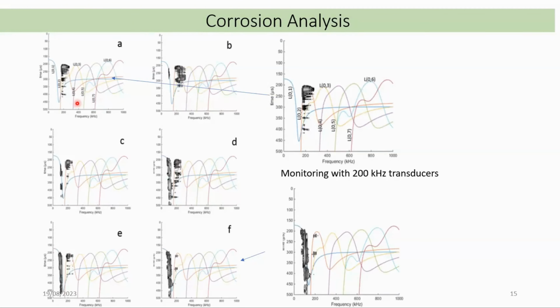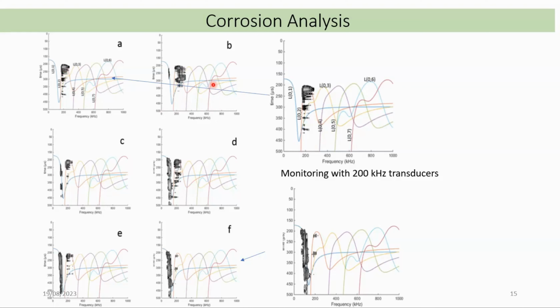So we are monitoring corrosion and different stages of corrosion by looking at the signal strength and how the signal strength changes with regard to different stages of corrosion. The colored lines plotted here are the closed-form solutions of the wave equation.